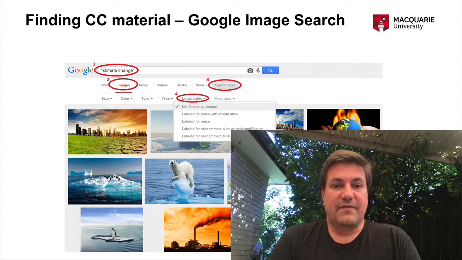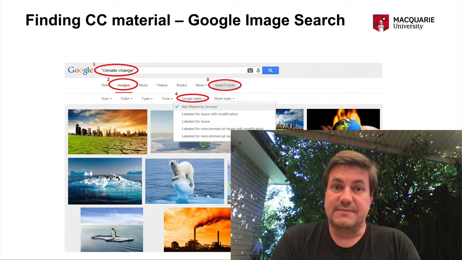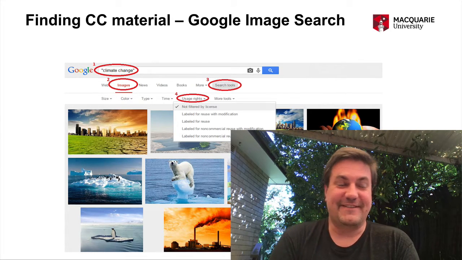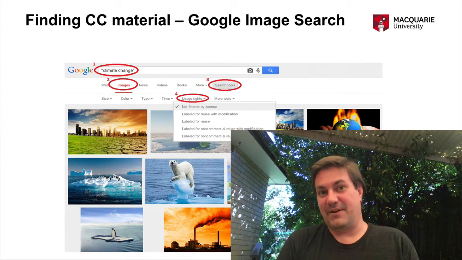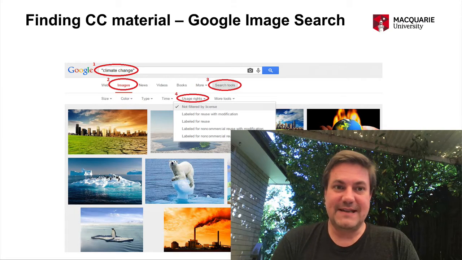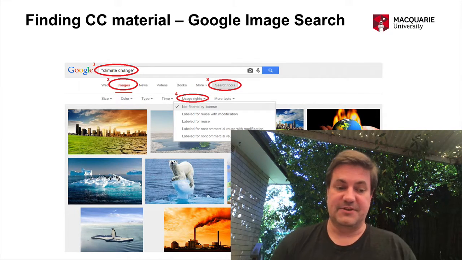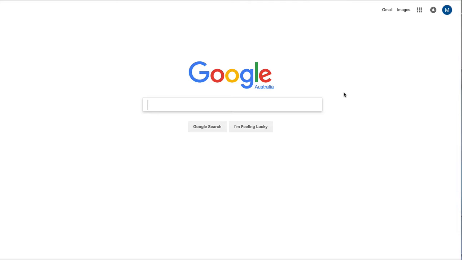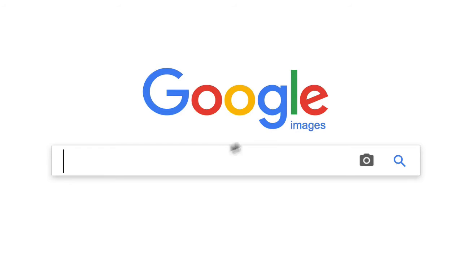So I'll give you a very quick little demo of how to find things, because knowing those licenses is good, but how are you going to find them and apply them in your work? So one really simple way is to use the Google image search. So to do this, you go to Google and you search for images. So I can click on the images tab, and now I'm in Google images search.